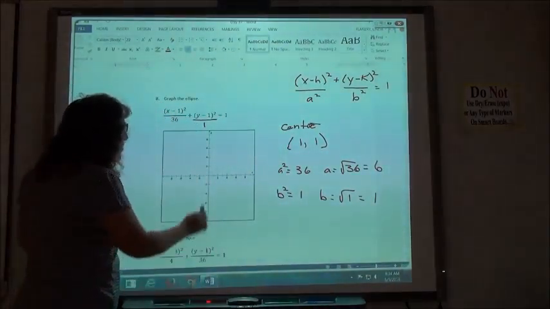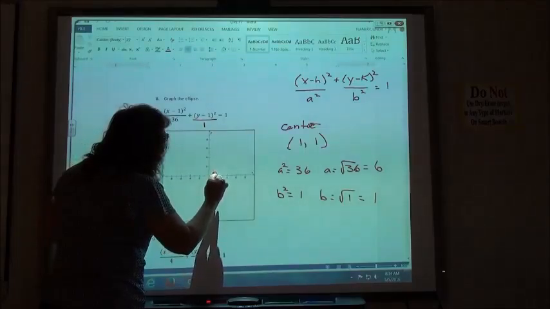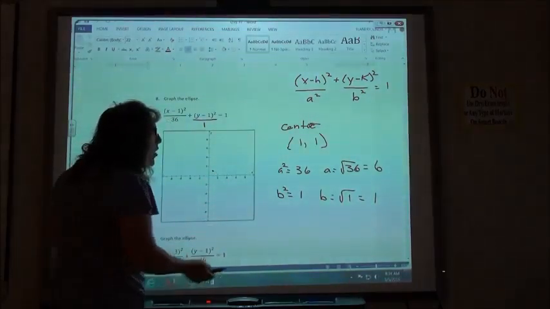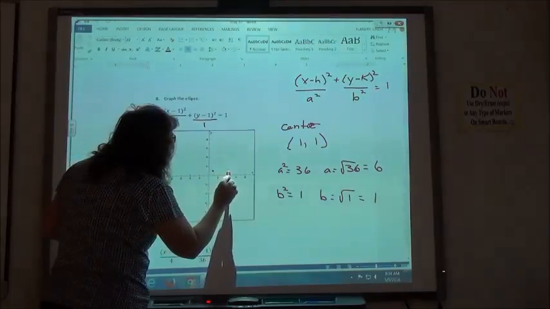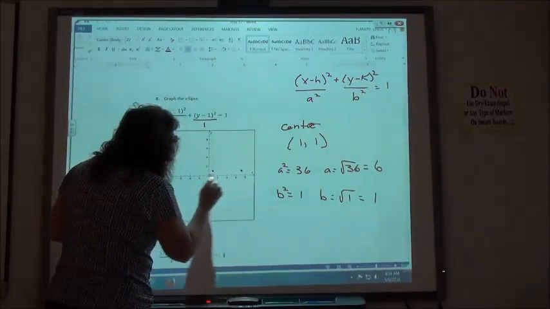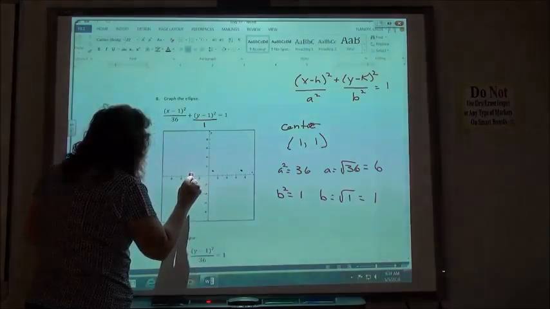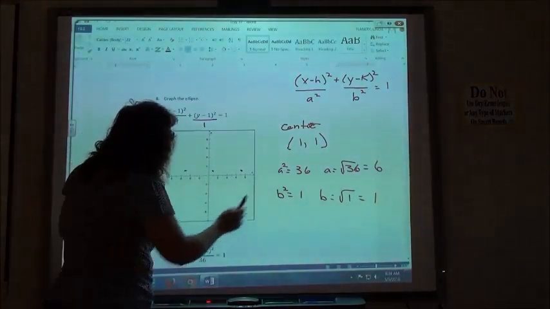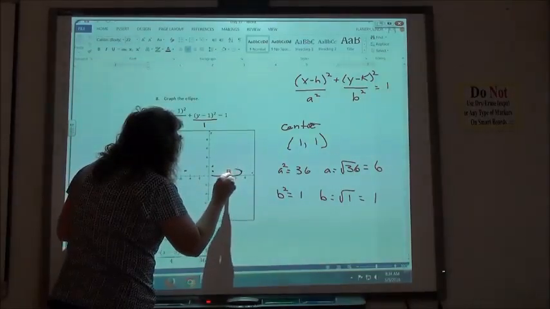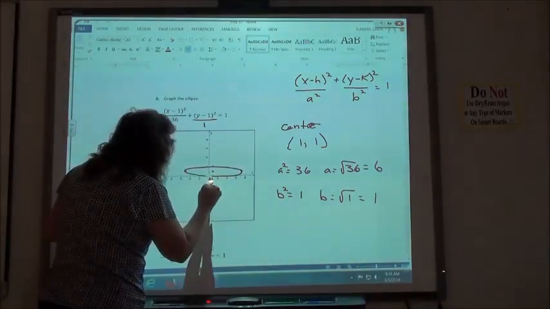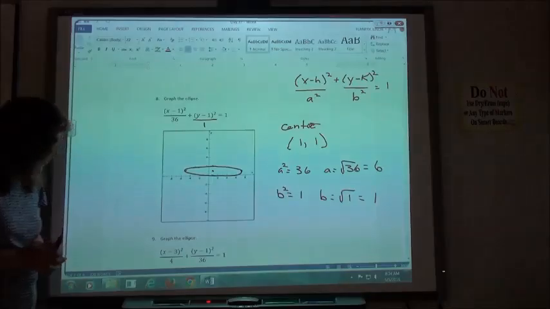So my center is at 1, 1. Over 1 and up 1 is where my center is going to go. For a, I'm going to open up 6. So 1, 2, 3, 4, 5, 6, and 1, 2, 3, 4, 5, 6. And then b is 1, so up 1 and down 1, and my ellipse is going to look something sort of like that.